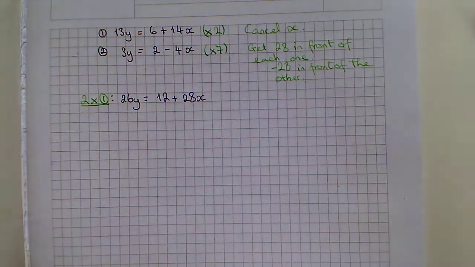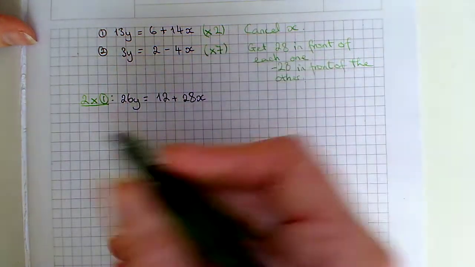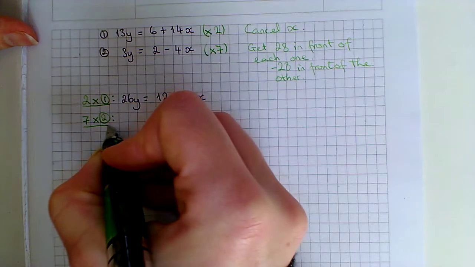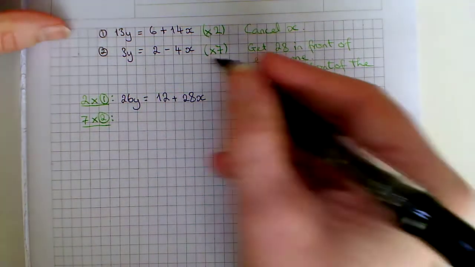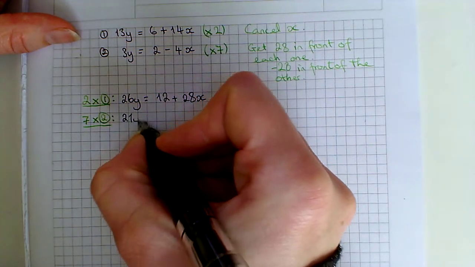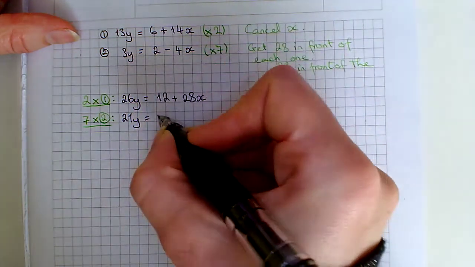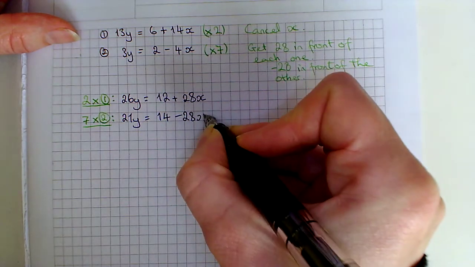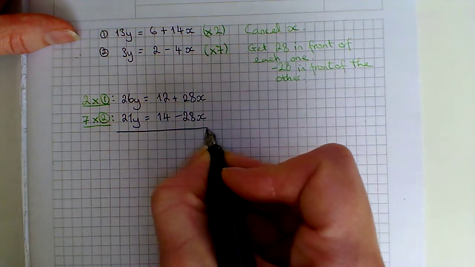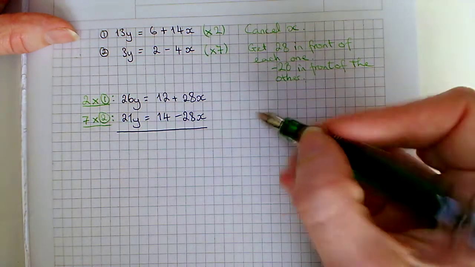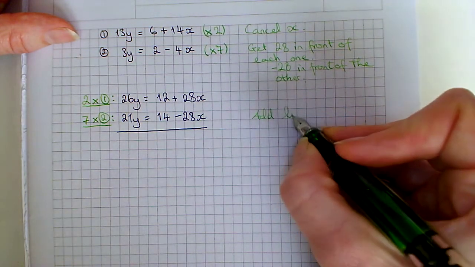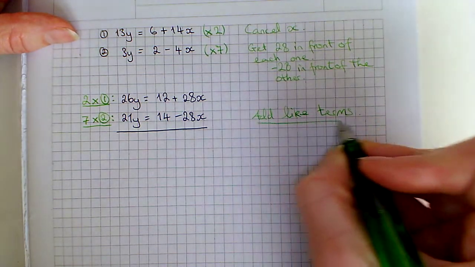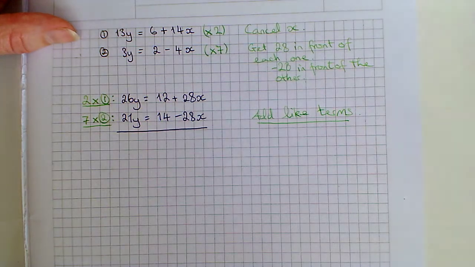The second thing I said I was going to do was multiply my second equation by 7. So 7 times my second equation gives me 7 times 3y, 21y, equal to 7 times 2 is 14. 7 times a minus 4 is minus 28. And now I can add my like terms. Even though I've got two different equations, I can add the terms that are in them. And if you don't understand why that's true, I can go over that in another video for you.